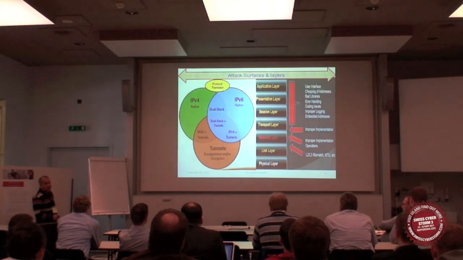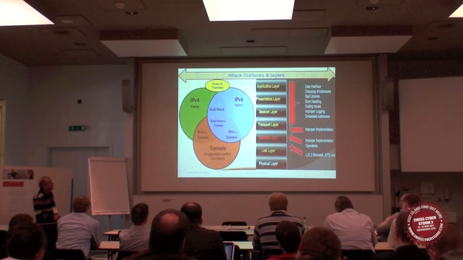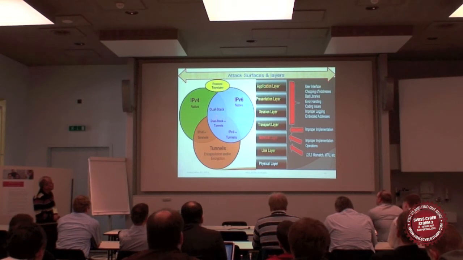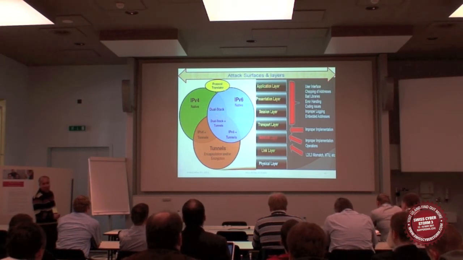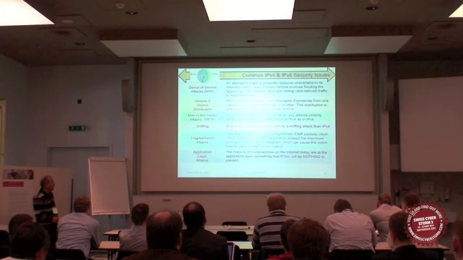So, the attack surfaces and layers: this is IPv4 native, IPv6 native. We have common scenarios for the deployment, which we will see in a minute, such as tunnels, etc. All are shared with the same security concerns, and the attacks are everywhere, especially on the network layer.